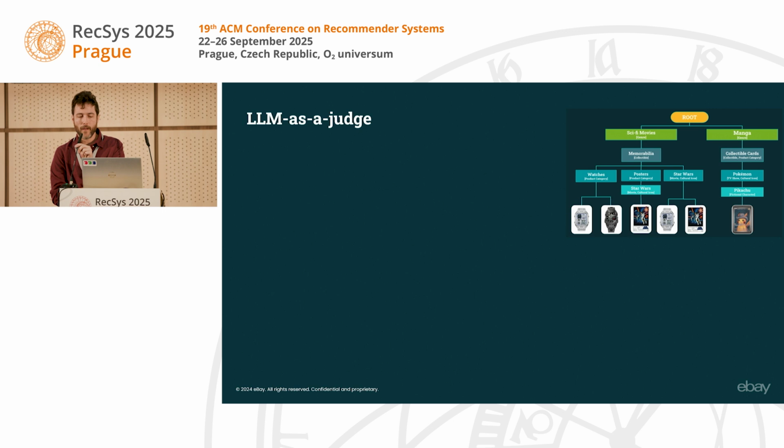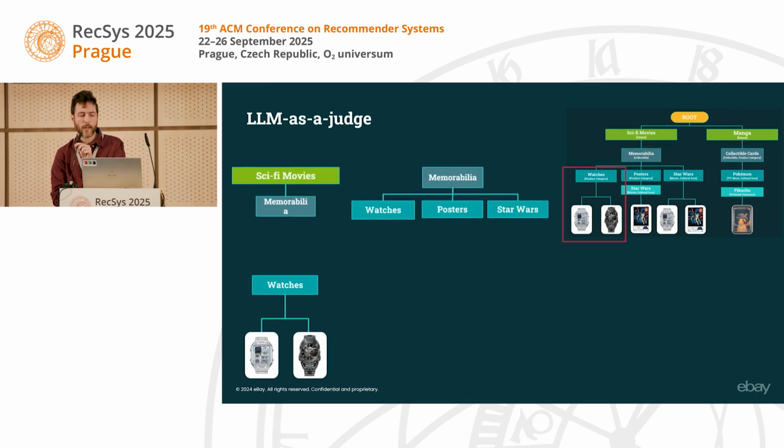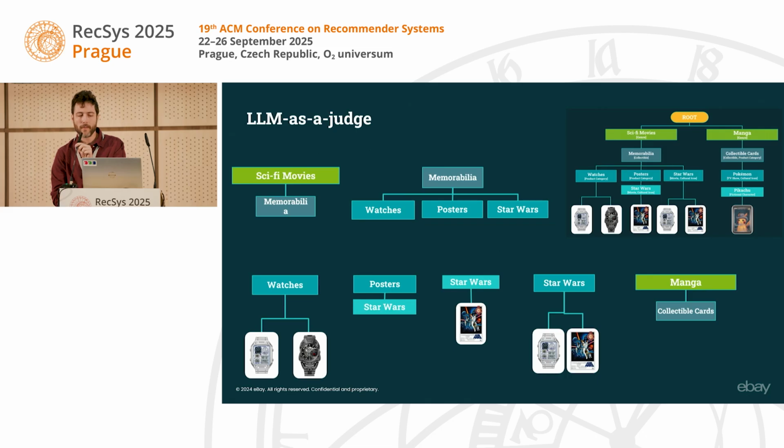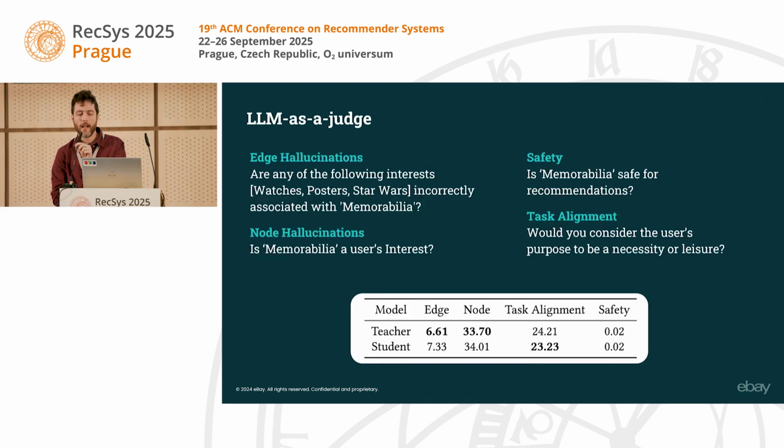Also, we conducted offline evaluation, on which I'll talk a little bit. We used LLM as a judge. Given that each graph can contain dozens of nodes, and this is only a toy graph, not the typical size, we decomposed the graph into smaller, more manageable subgraphs, and we passed each of these subgraphs to the LLM judge that was tasked with assessing subgraph quality, detecting hallucinations, flagging unsafe recommendations, and evaluating task alignment.